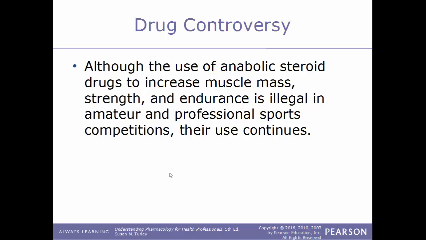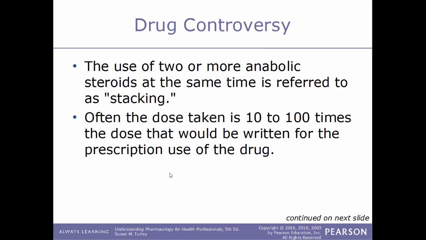Now we'll talk about a drug controversy when it comes to this kind of drug. So although the use of anabolic steroid drugs to increase muscle mass and strength and endurance is illegal in amateur and professional sports, their use still continues. Now, the use of 2 or more anabolic steroids at the same time is referred to as stacking. Now, often a dose that's taken is 10 to 100 times the dose that would be written for the prescription use of the drug.